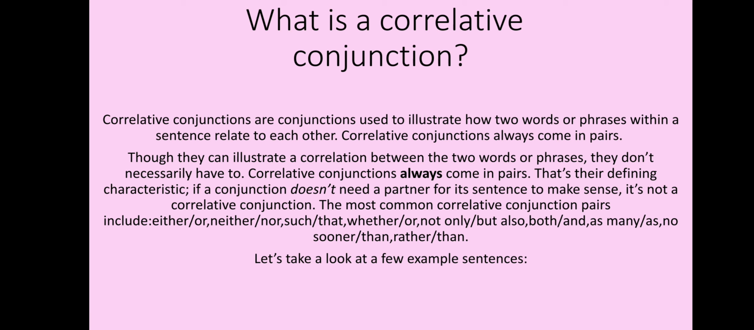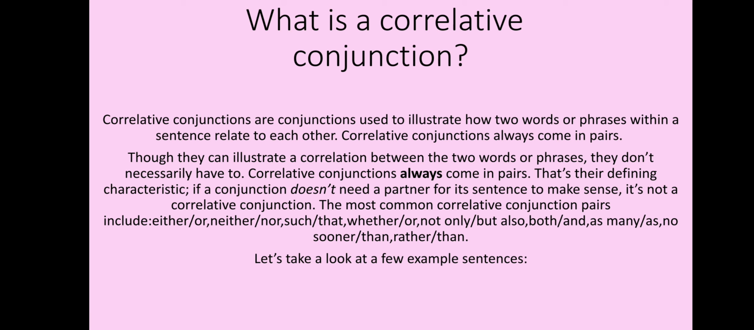Correlative conjunctions always come in pairs. That's their defining characteristic. If a conjunction doesn't need a partner for its sentence to make sense, it's not a correlative conjunction. The most common correlative conjunction pairs include either...or, neither...nor, such...that, whether...or, not only...but also, both...and, as many as, no sooner...than, rather...than.